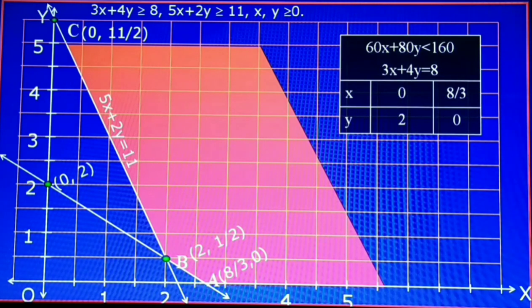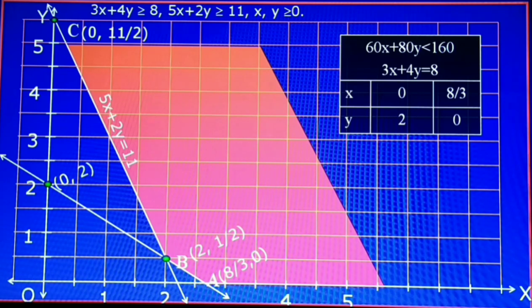Consider inequality 60x plus 80y is less than 160, that is the minimum value. When you simplify, you will get 3x plus 4y is less than 8. Corresponding equation is 3x plus 4y is equal to 8. When x is equal to 0, y is equal to 2. When x is equal to 8 by 3, y is equal to 0.